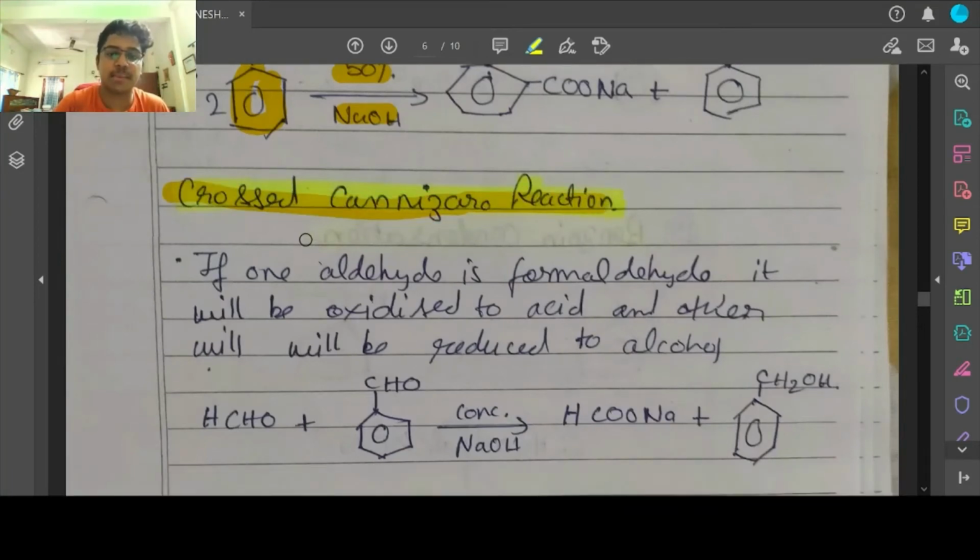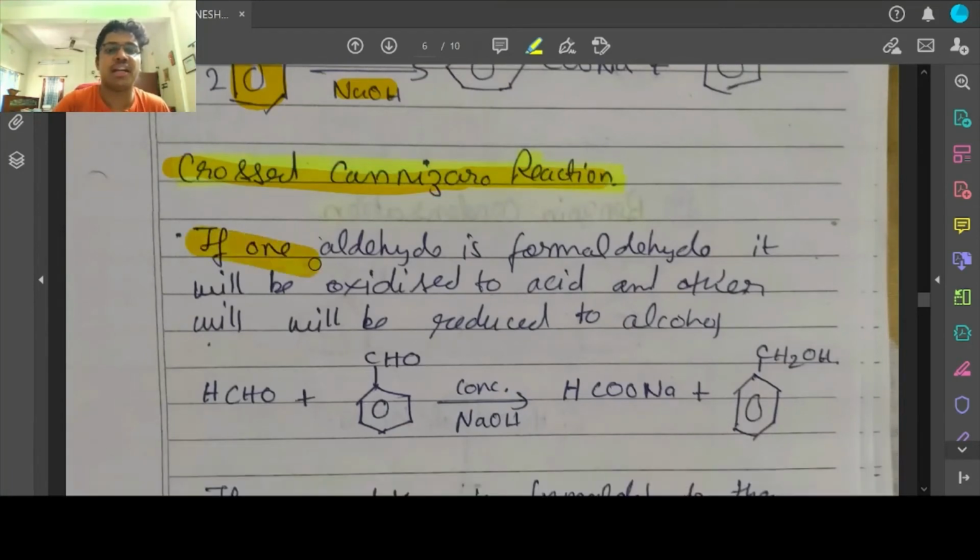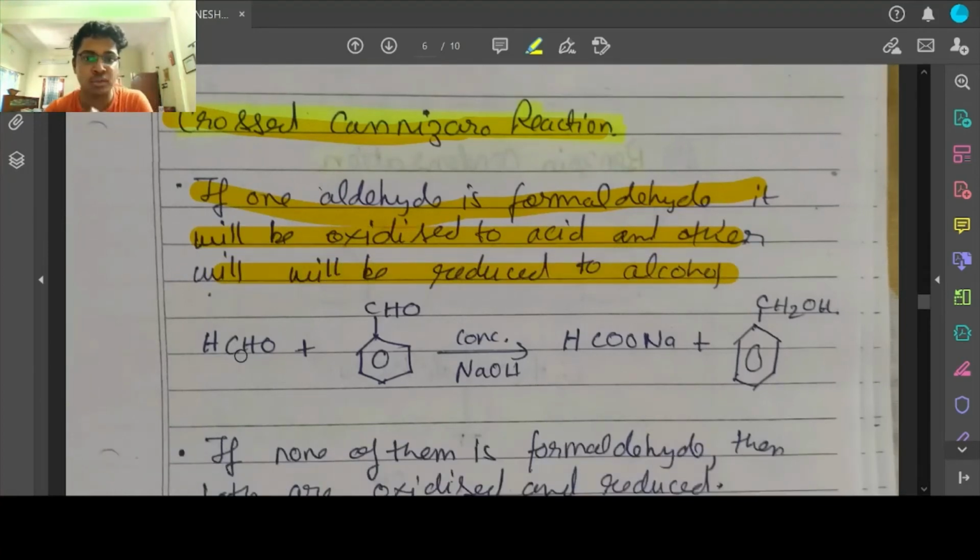This is a special type of crossed Cannizzaro reaction. If one aldehyde is formaldehyde, it will be oxidized to acid and the other will be reduced to alcohol. In some cases you might get two different compounds. If any compound is formaldehyde, then in the presence of 50% concentrated NaOH, the formaldehyde will be oxidized to acid, so the acid will always be HCOONa, and the alcohol will be formed from the other aldehyde.